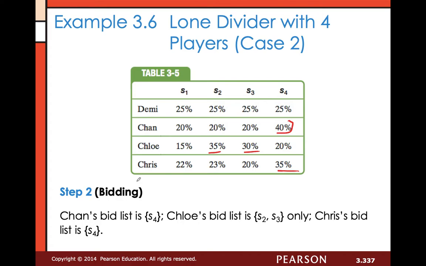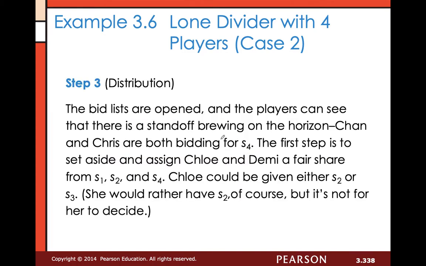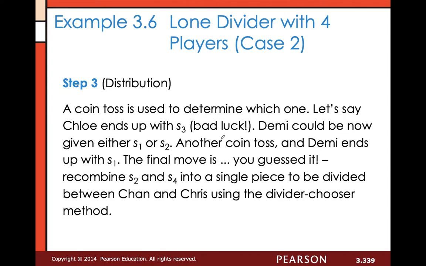Looking at those, S2 is the preferable option, so we'll go ahead and give S3 or S2 to Chloe. Well, let's see. What are we going to do? Chloe could be S2 or S3. We'd rather have S2, of course, but it's not up to her. Okay, yeah, so she doesn't get any choice. It's just a coin toss. So a coin toss is used to determine which one. And so let's say Chloe gets S3, which is kind of bad luck. Demi can now be given S1 or S2, and with another coin toss, Demi ends up with S1.